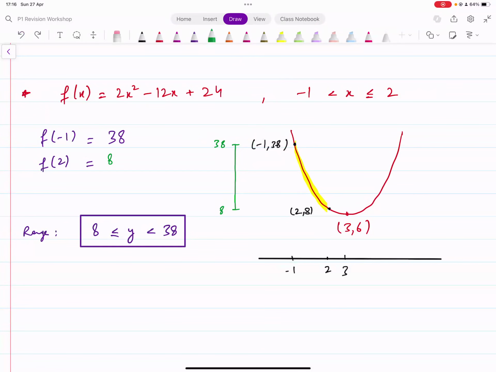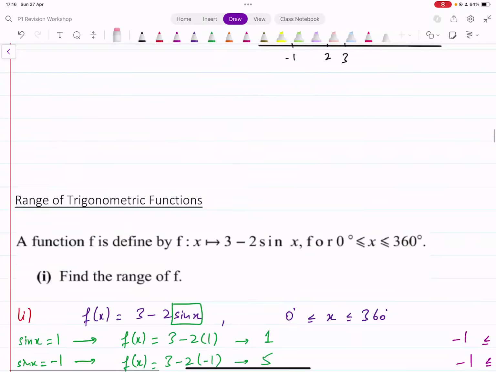But there was an equal to sign with 2 here, so the corresponding value 8 does have an equal to sign. Okay, so these are all the different cases that you could have in a quadratic function. You always have to sketch the graph, find the turning point, shade the part of the graph that is valid, and in that shaded part, think of what's the lowest point on the graph and what's the highest point on the graph, and that will give you the range of the function.